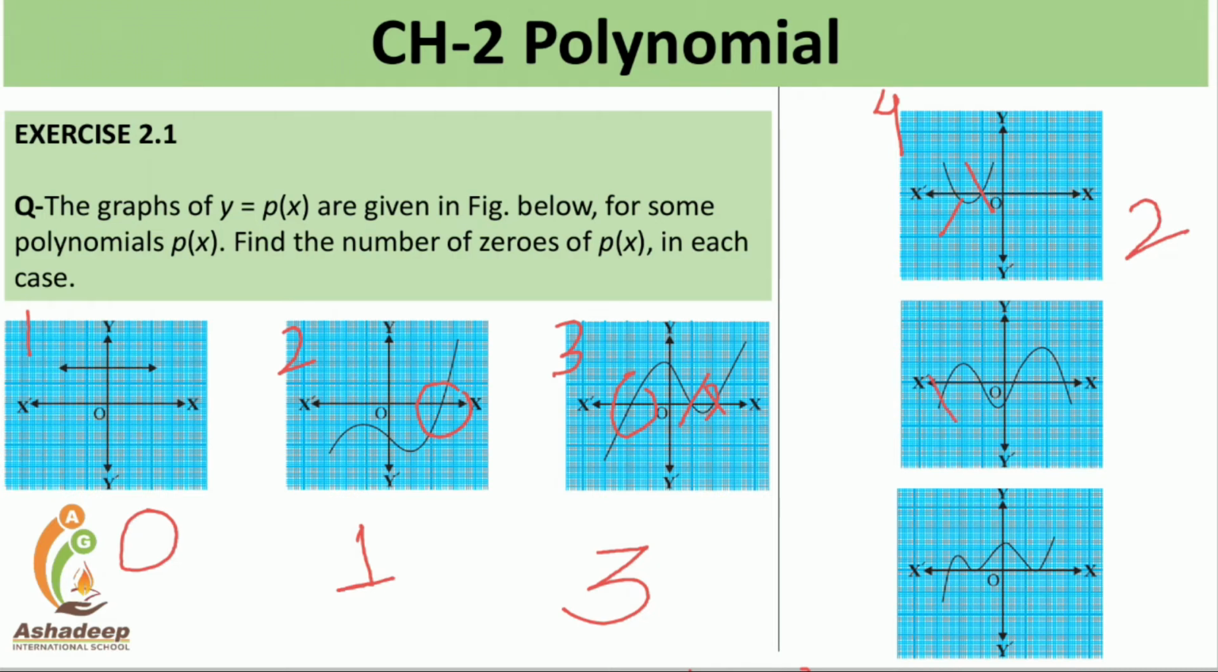Here 1, 2, 3, 4. So in the fifth example, the graph touches the x-axis at 4 points: 1, 2, 3 and 4. So the number of zeros is 4. Now in the last question, the graph touches the x-axis at 1 point, at 2 points, and at 3 points, right? So the number of zeros in the sixth example is 3.